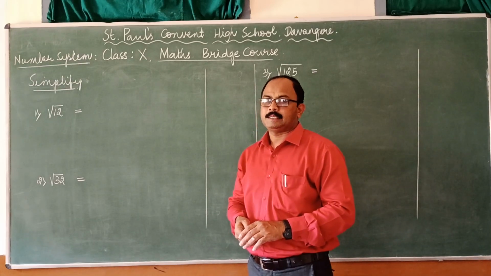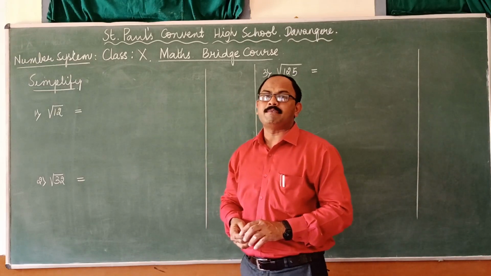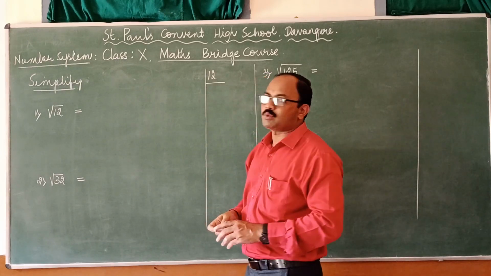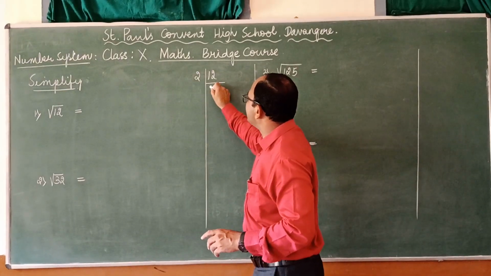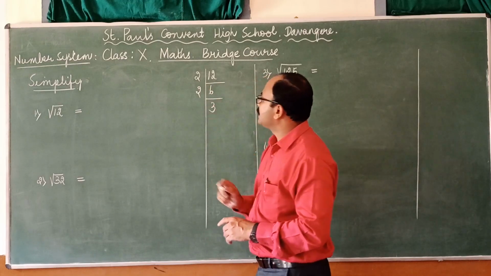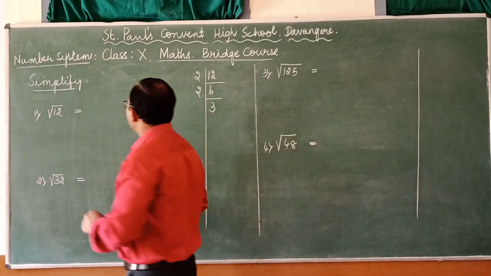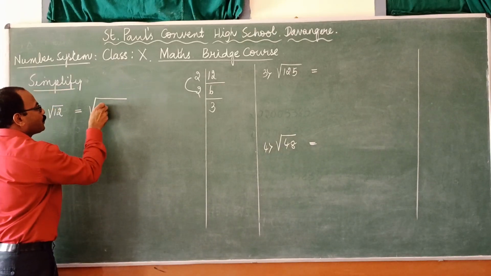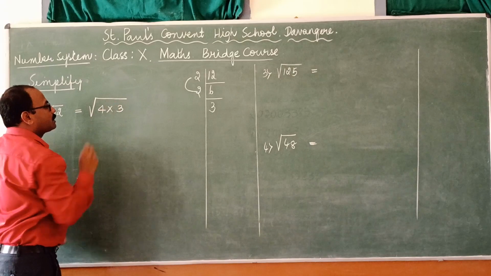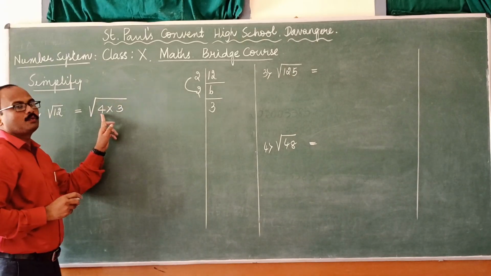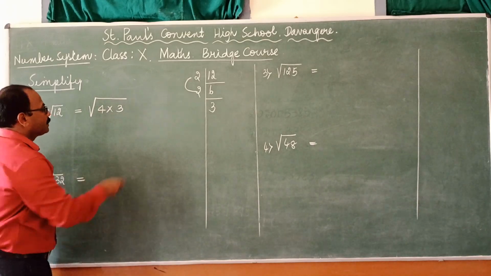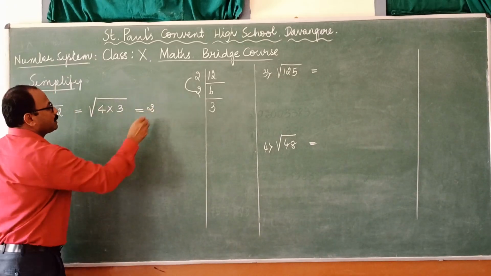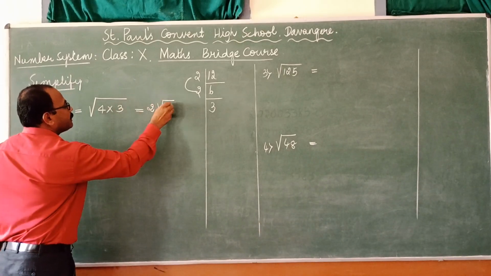Root 12 we have. Again, this simplification we call prime factorization, dividing the numbers by prime numbers. Therefore, divide this 12 by prime number 2, 6 times. Again by 2, 3 times. Here the factorization stops. Therefore, this can be written as root of 2 square, 4 into 3, you can write, children. 12 can be written as 4 into 3, or 2 square into 3. We know that root 4 is 2, children. Root 4 is 2. Then the remaining number is 3.